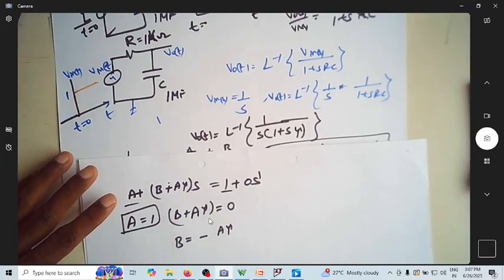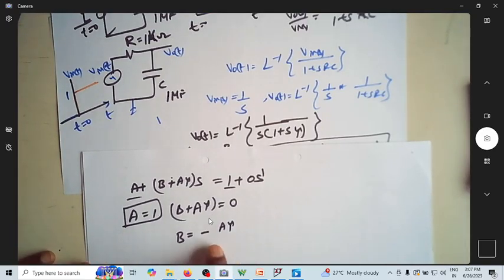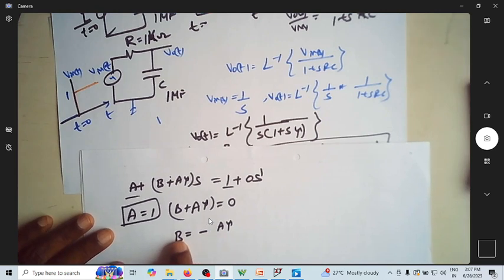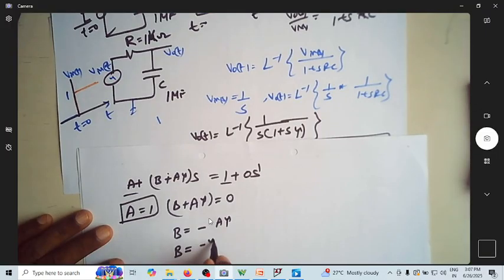Correct? So now this is correct. So this is what you have: a is equal to... but what is a? A is equal to 1. Shall I write b is equal to minus tau? I can write b as equal to minus tau.